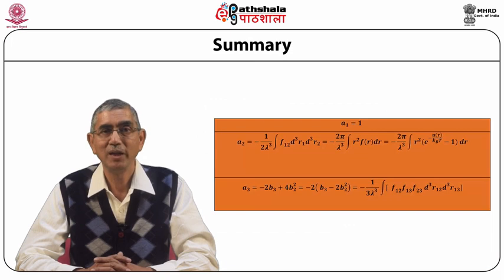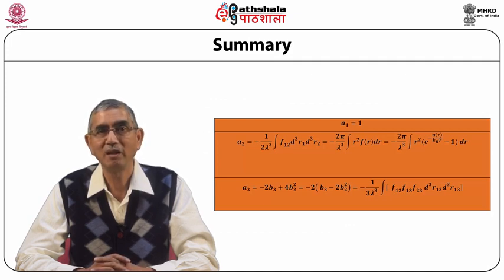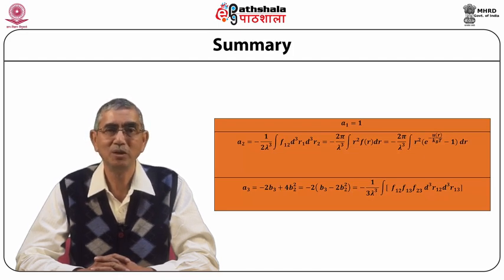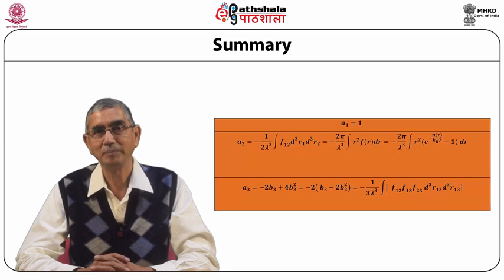A2 is equal to minus 1 upon 2 lambda cubed integral over f12 d cubed r1 d cubed r2, which can be written as minus 2 pi upon lambda cubed integral over r squared f(r) dr, which is equal to minus 2 pi by lambda cubed integral over r squared (e raised to power minus u(r) upon kBT minus 1) dr, and A3 is equal to minus 2 b3 plus 4 b2 squared, which is equal to minus 2 times (b3 minus 2 b2 squared), which is equal to minus 1 upon 3 lambda cubed integral of f12 f13 f23 multiplied by d cubed r12 d cubed r13.